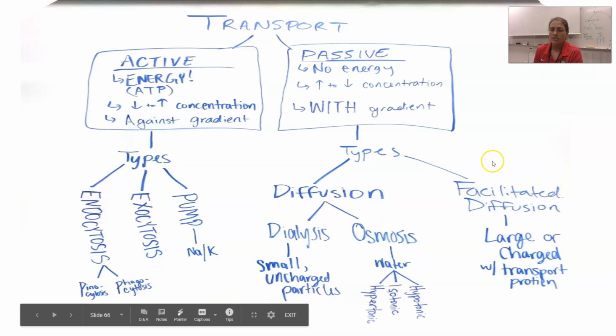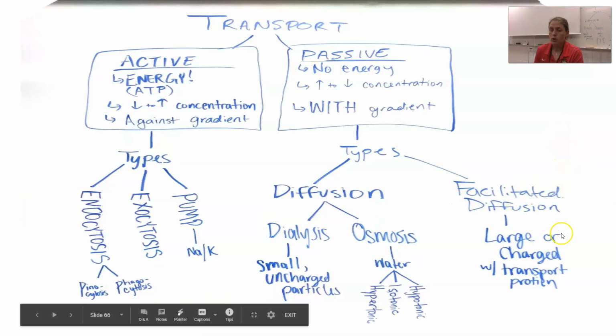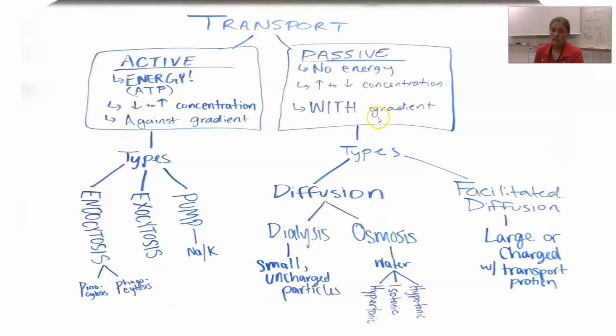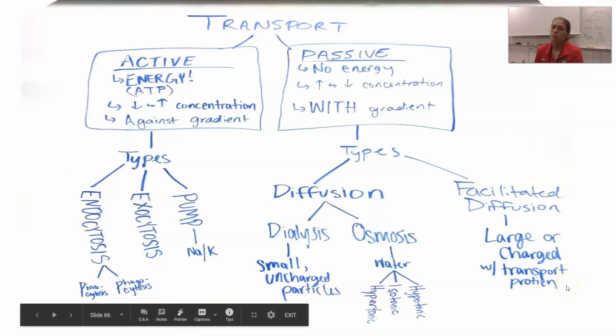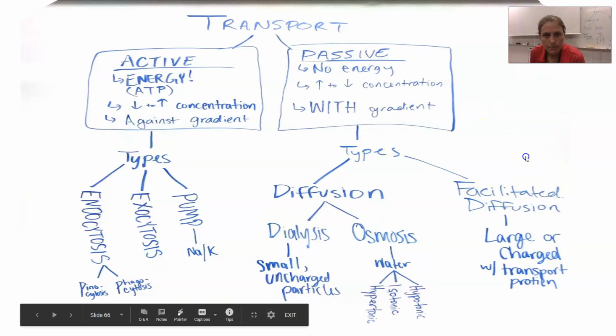And then we have facilitated diffusion. Now, the big difference here is that in diffusion, we're going straight through the phospholipid bilayer. In facilitated diffusion, we are moving a large or a charged particle, still with the gradient, still going from a high to a low concentration, still requiring no energy, but these guys need a transport protein, which is why it is called facilitated diffusion, because a protein will facilitate the diffusion across the membrane.